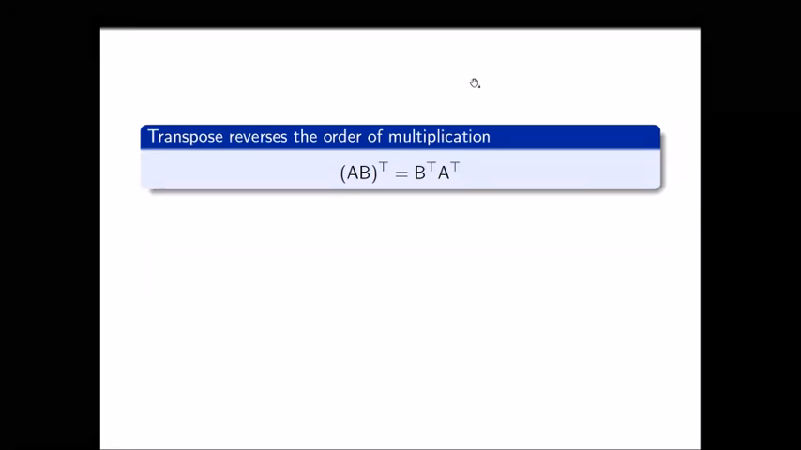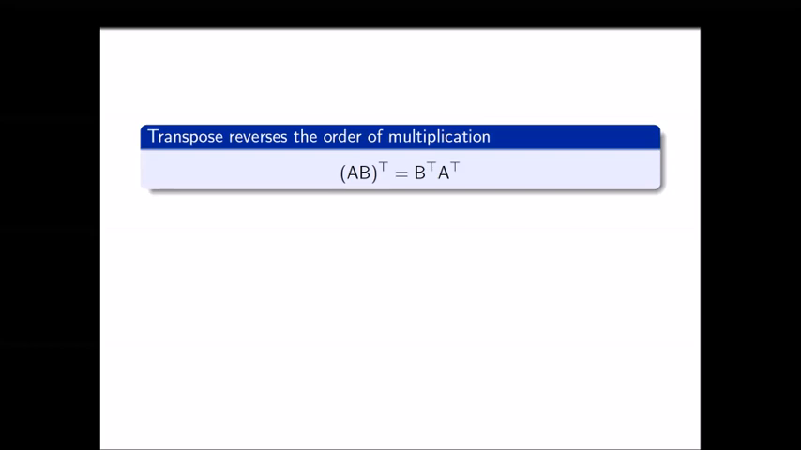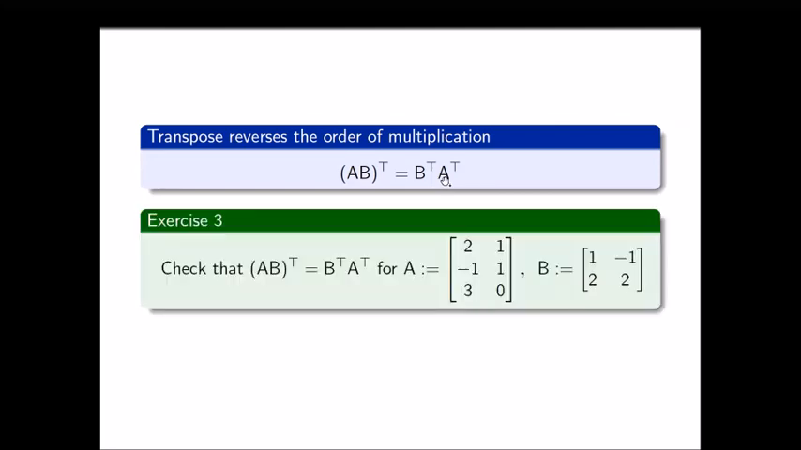Okay, so the next thing I want to talk about is the relationship between matrix multiplication and taking transposes. So it turns out that if you take a product of two matrices and then you take the transpose, that's the same as taking the product of the transpose of the individual matrices in the reverse order. So in this next exercise, we are going to verify that the transpose of AB is B transpose A transpose.